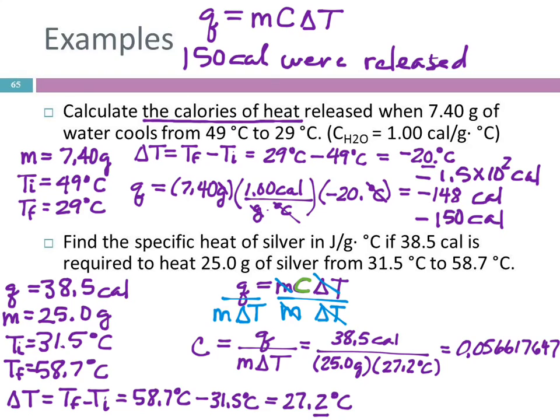And what's the unit going to be? All of these, right? There's not really space there. I'm going to round this off real quick. How many sig figs should I have? 3. This guy had 3, and that's 3 and 3. So 0.0566 calories per gram degrees Celsius.